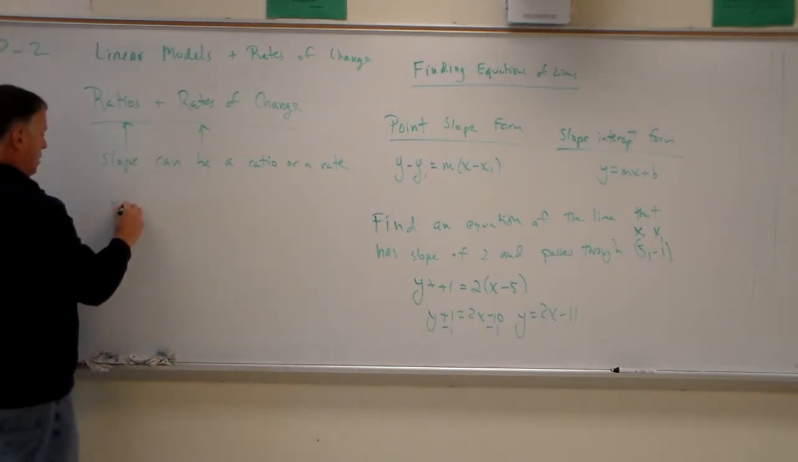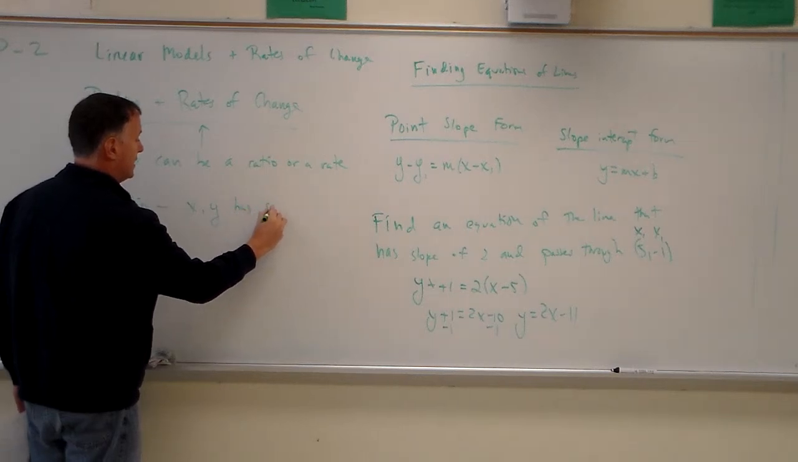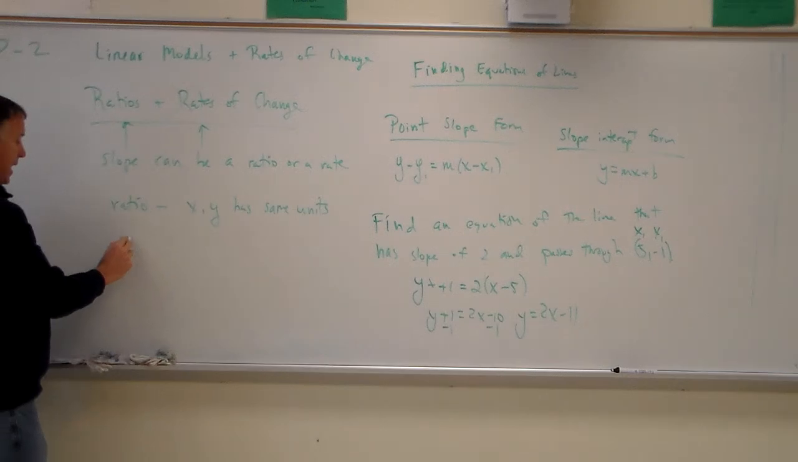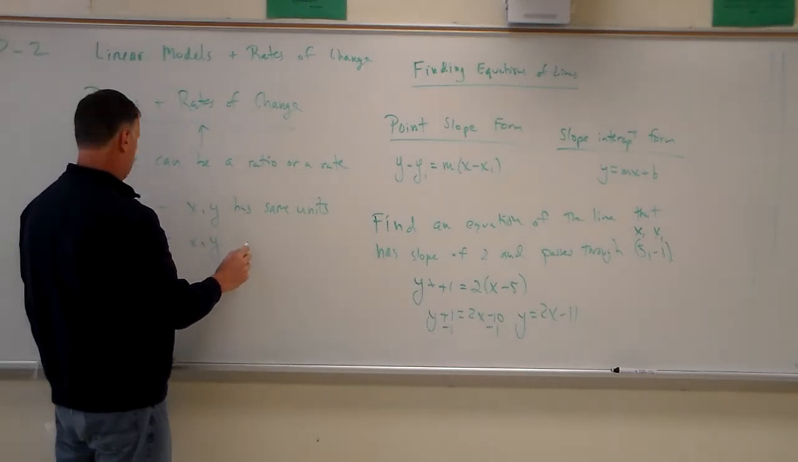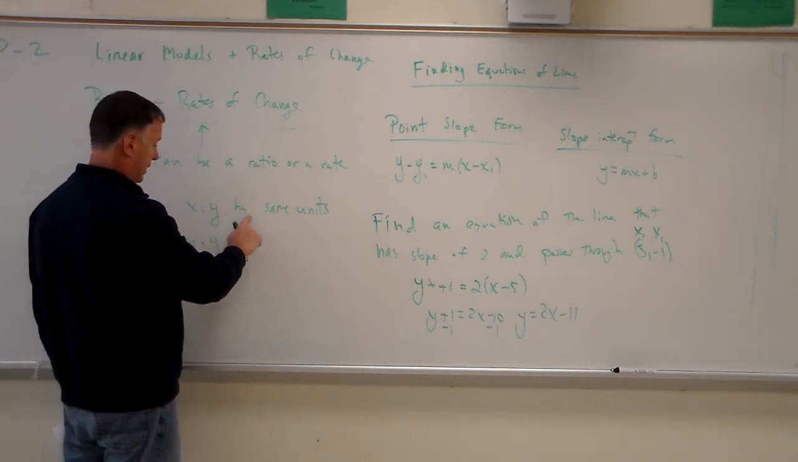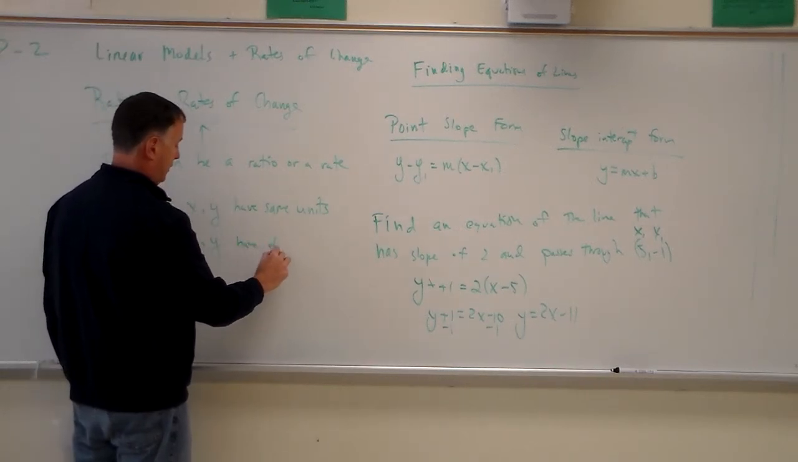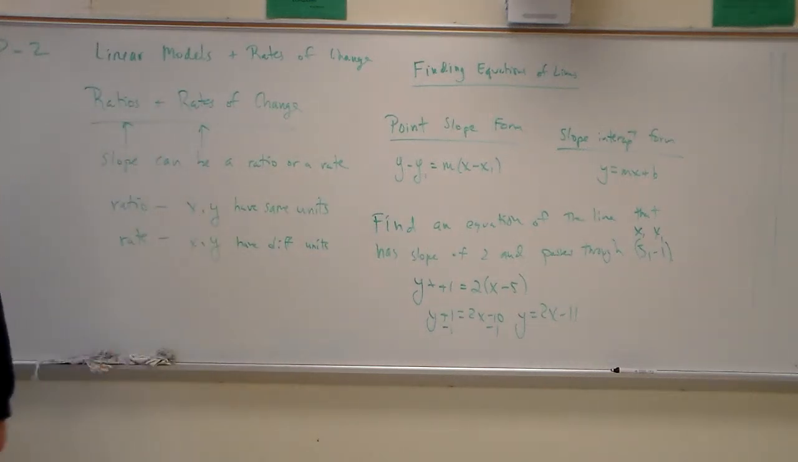It's a ratio when x and y have the same units, and it's a rate when x and y have different units. Okay, a rate: dollars per hour, miles per gallon, all those types of things.